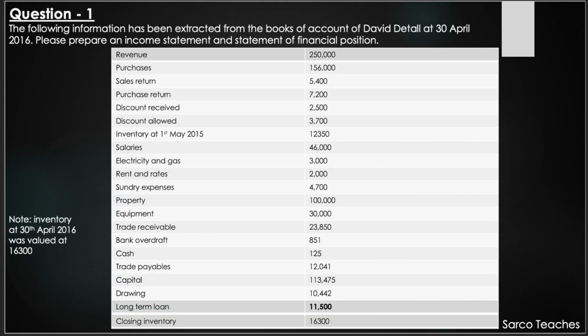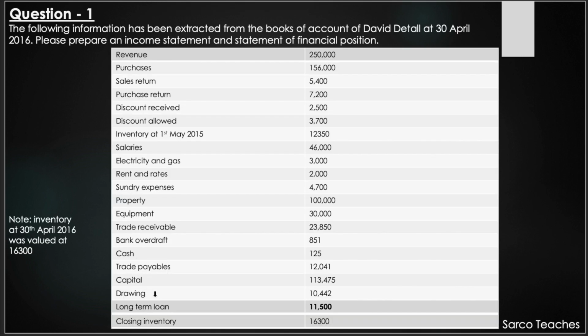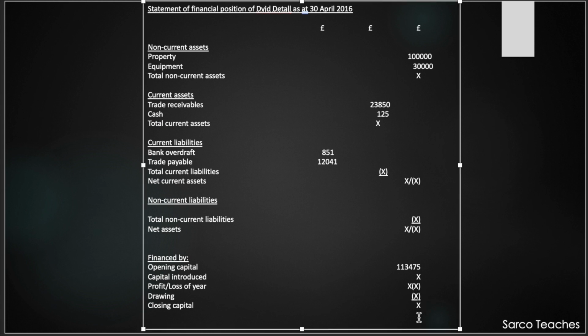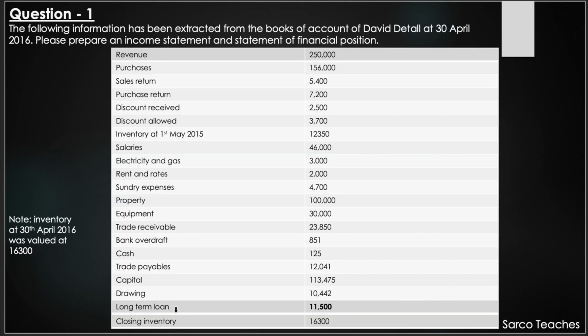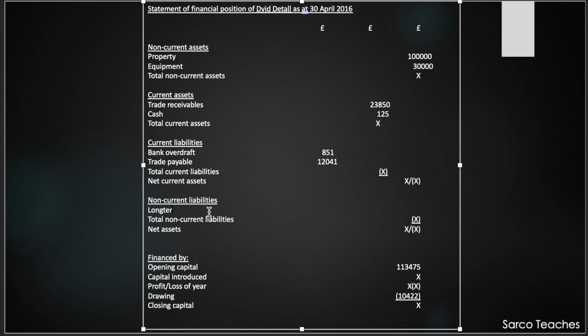Next is capital. Capital is money we've invested into the business. So we go to our statement of financial position and put it into the financed by section. Drawings. Drawings is money we've taken out for our personal use. So again, we go back to our statement of financial position into our financed by section and we just put it in there. Long-term loan is money we've borrowed with the intention to pay back in the long term. This makes it a non-current liability.